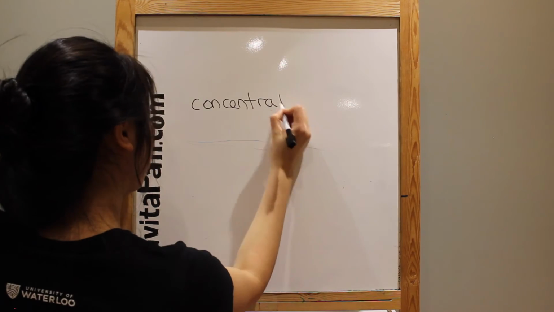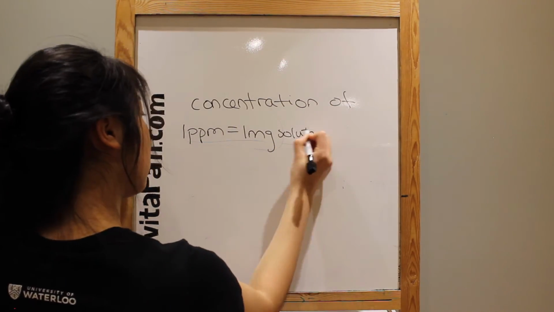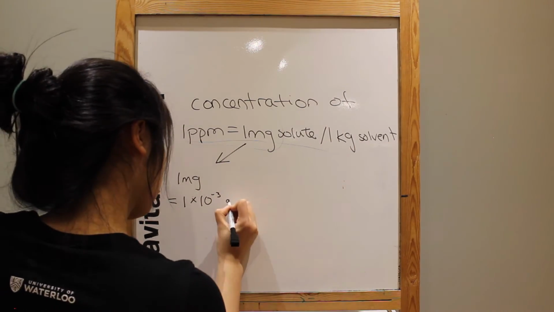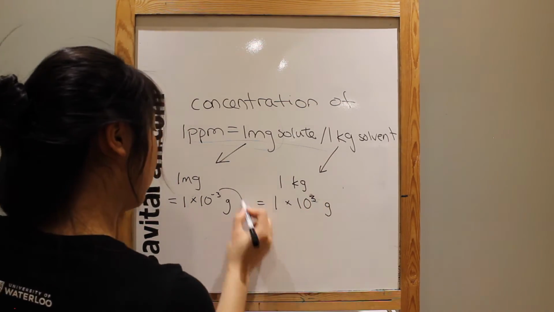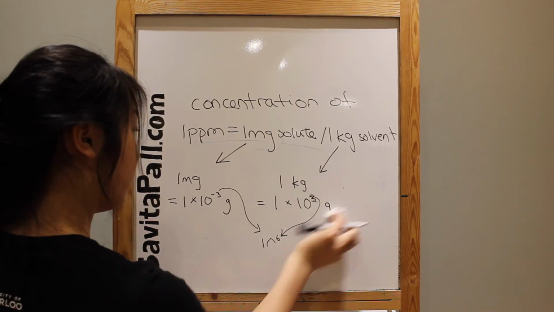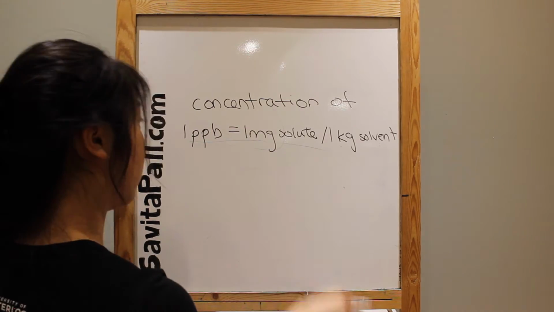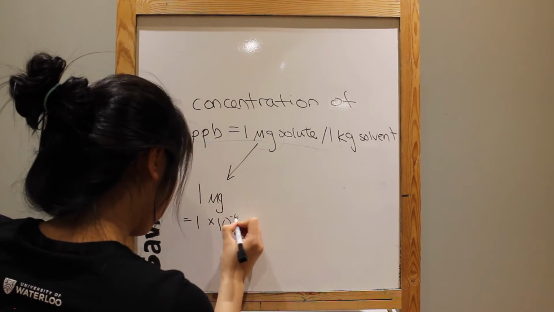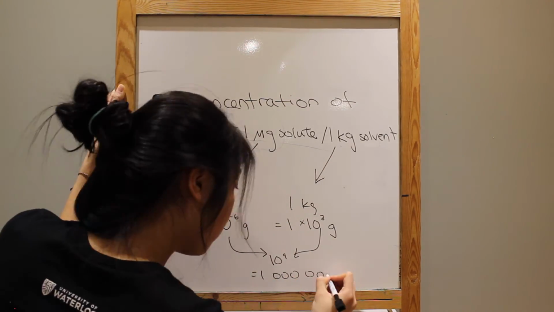In aqueous solutions, a concentration of 1 part per million is equal to 1 milligram of solute per 1 kilogram of solution. This is because 1 milligram and 1 kilogram have a difference of 10 to the power of 6, or 1 million, which is why 1 milligram per kilogram is equal to 1 part per million. The same can be said for 1 part per billion. 1 part per billion is 1 microgram of solute per 1 kilogram of solvent. 1 microgram and 1 kilogram have a difference of 10 to the power of 9, or 1 billion, thus making it 1 part per billion.